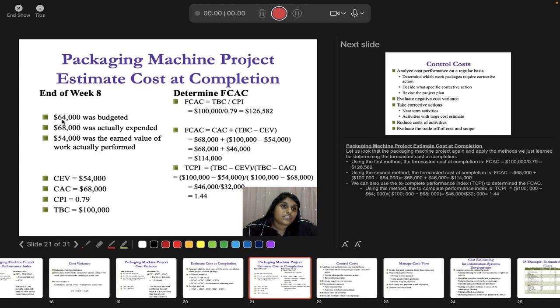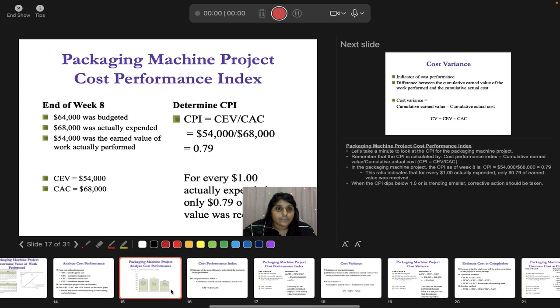This 64,000 minus 100,000 is 46,000, right? So you are going to assume that the earned value here is 54,000. So you are going to minus with 100,000, because you have noticed that the project has been completed for 54%, right? The project is completed 54%.